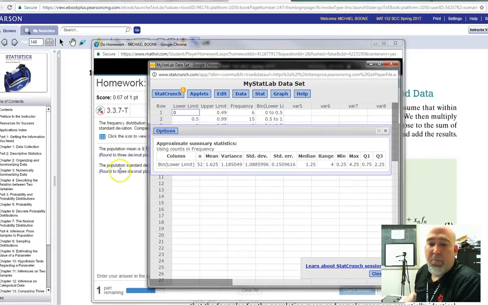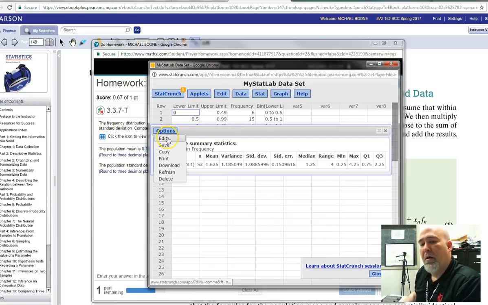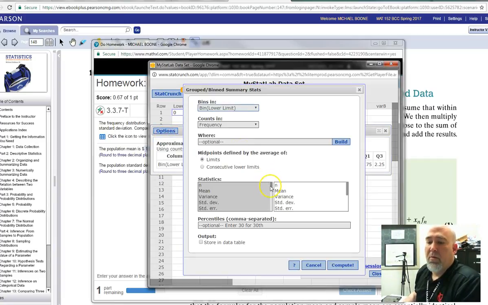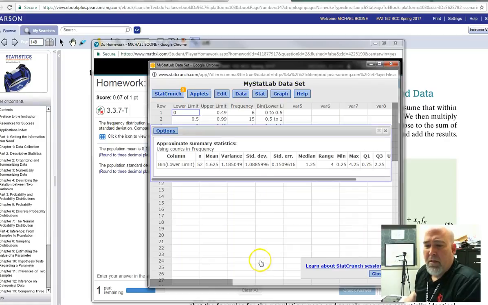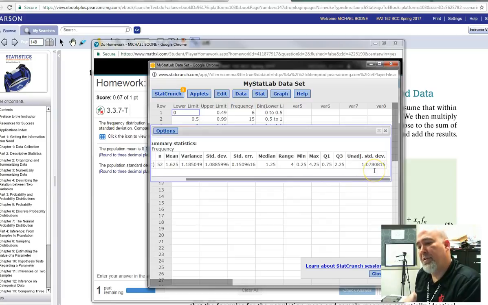Now it's asking for the population standard deviation. Notice it did ask for population standard deviation. In the previous section we talked about how this says standard deviation, but is that my population standard deviation? We had said that your unadjusted standard deviation stood for your population. And so using that bin that I created, I found an unadjusted standard deviation of 1.078.